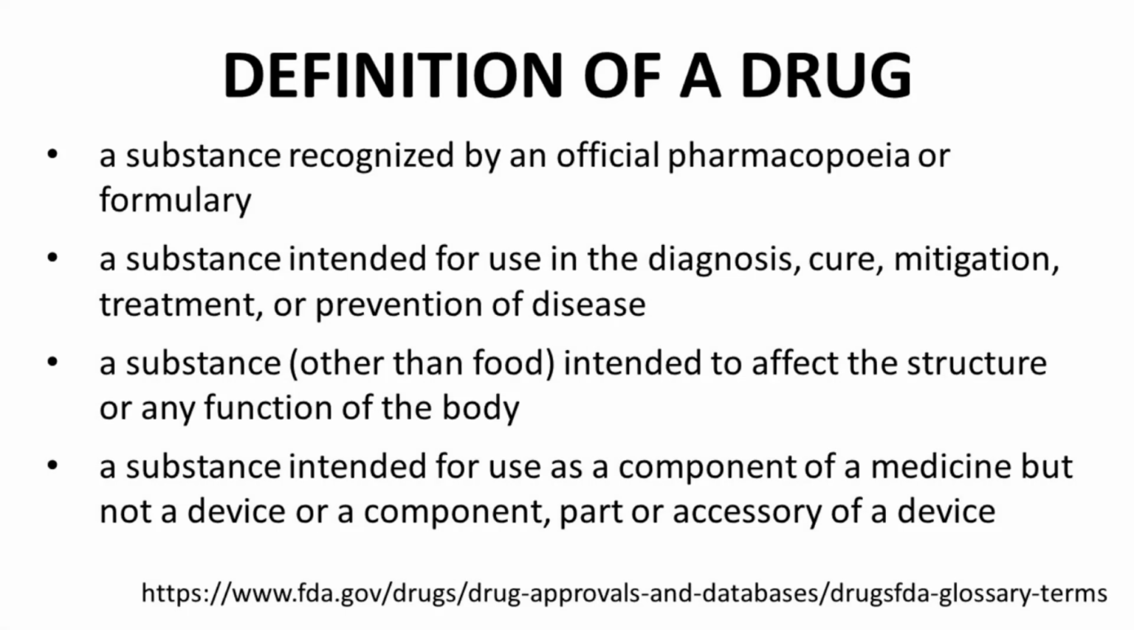Below is the definition of a drug according to the U.S. Food and Drug Administration. A drug is a substance recognized by an official pharmacopoeia or formulary. So you and I cannot declare something to be a drug on our own. The substance must be listed in an authoritative drug reference.